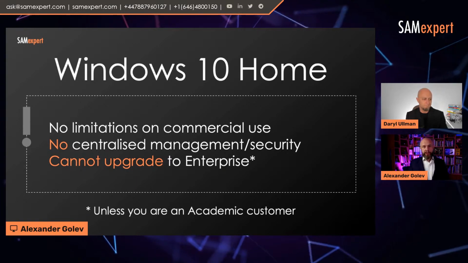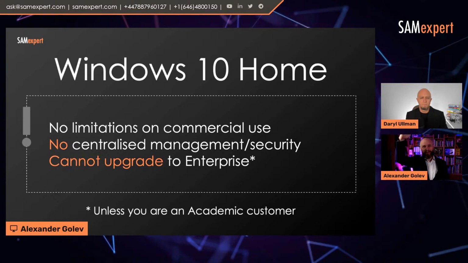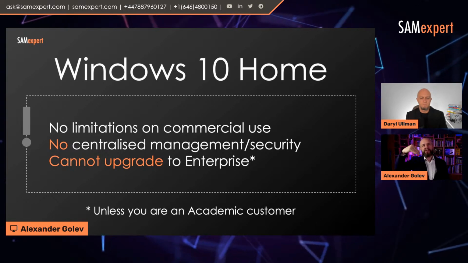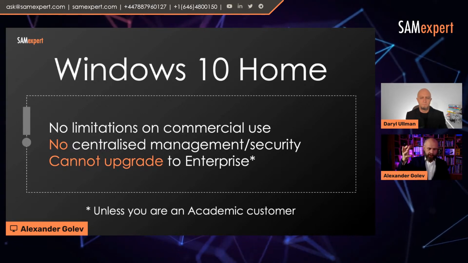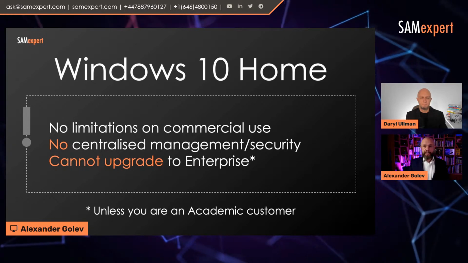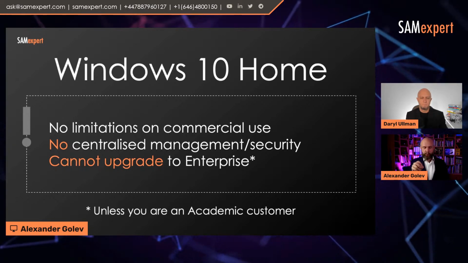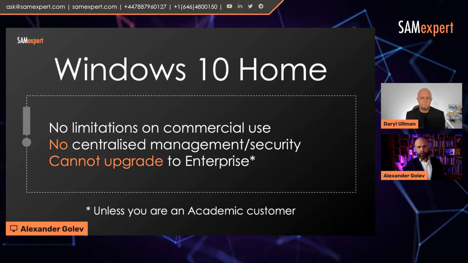And Home edition may not be upgraded to Enterprise. I don't like the word upgraded, but that's what Microsoft uses. I would say stepped up, following their other licensing logic. So Enterprise, unless you are an authorized academic customer, so Microsoft told you, yes, we accept that you are an academic customer. Then you may step up from Home.